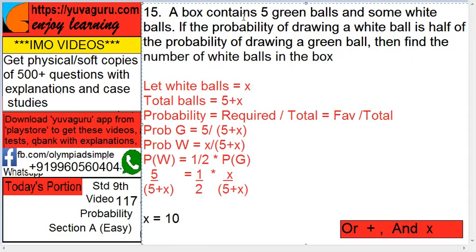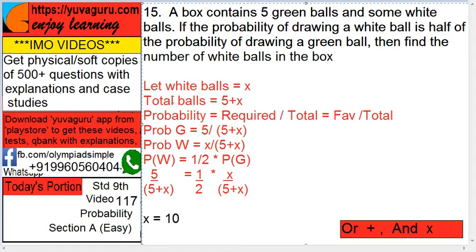A box contains 5 green balls and some white balls. If the probability of drawing a white ball is half the probability of drawing a green ball, then find the number of white balls. Quite easy. Here, let the white balls be x.